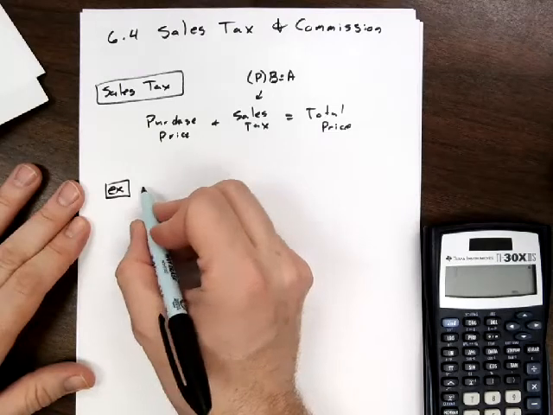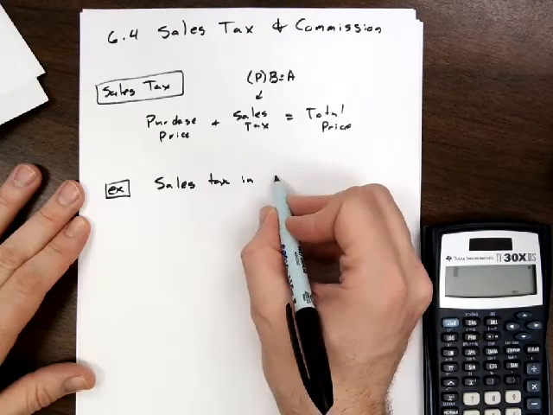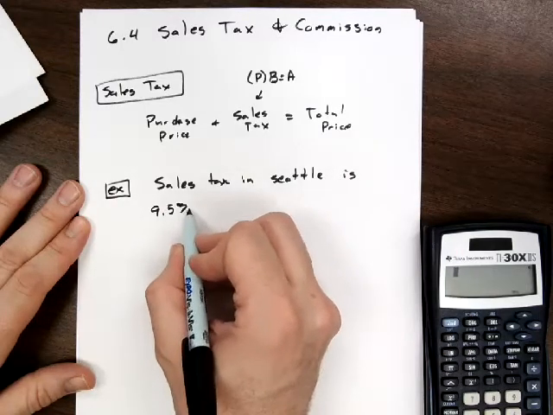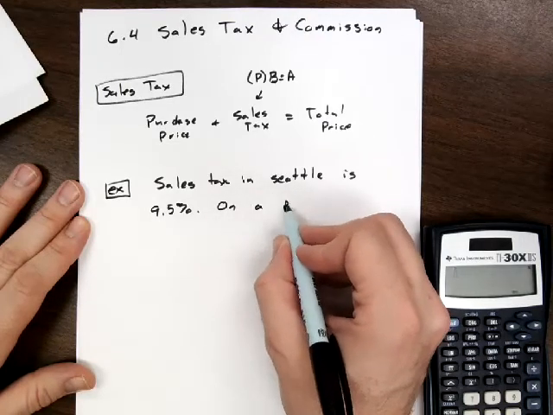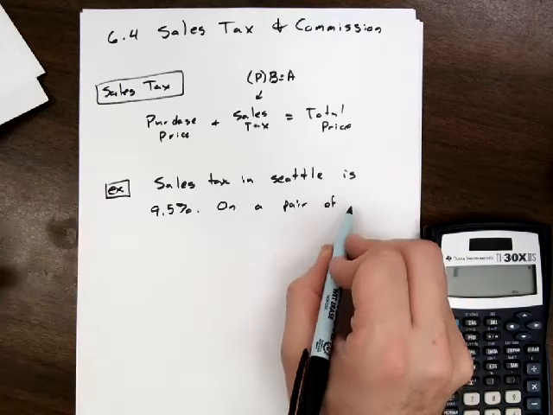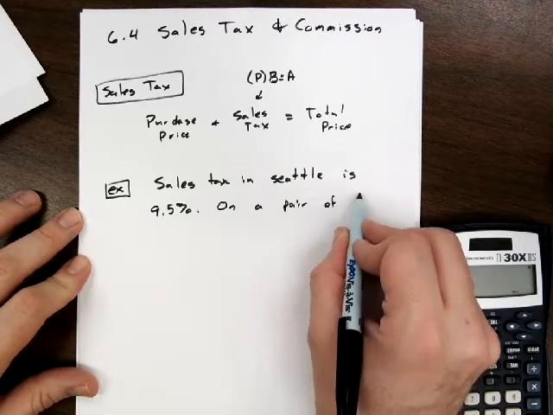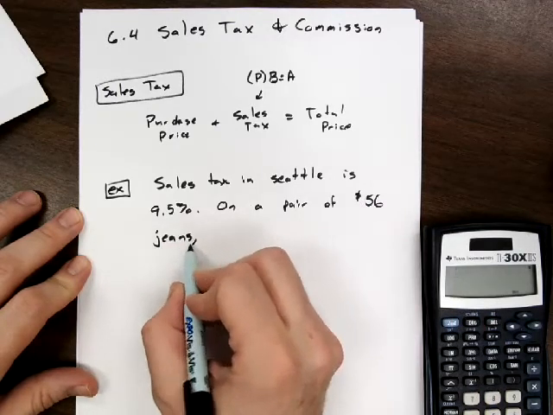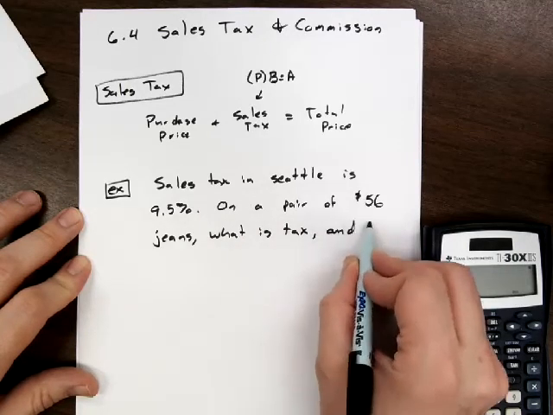Say, for example, the sales tax in Seattle is 9.5% on a pair of, let me say, $56 jeans. What is the tax and total price?